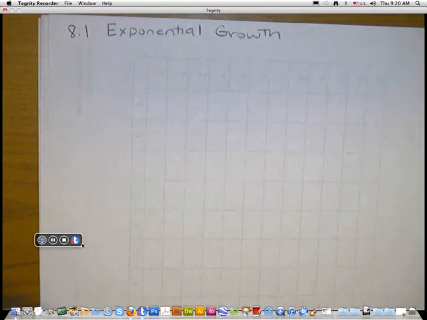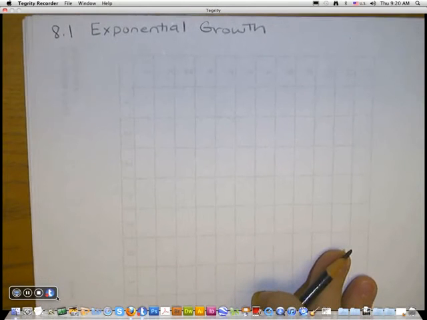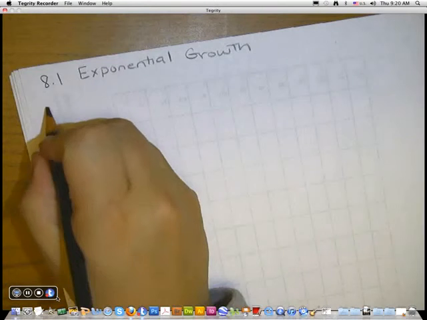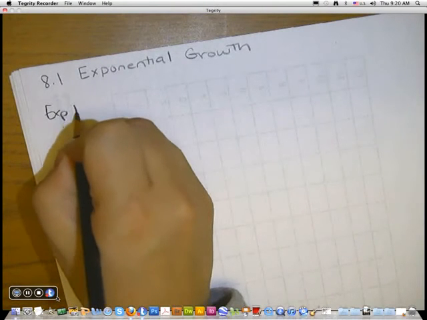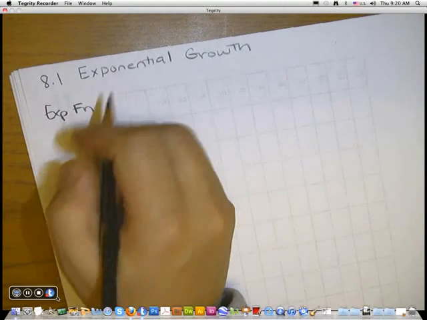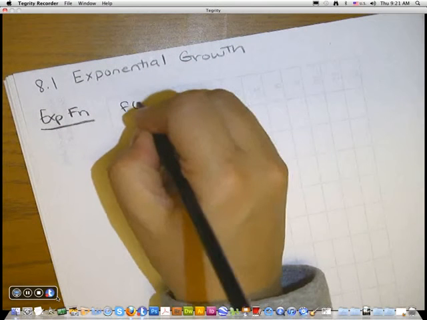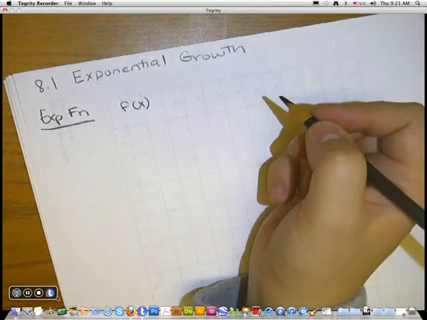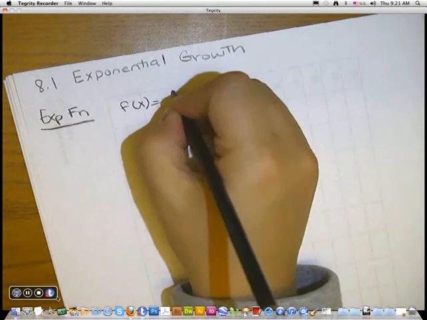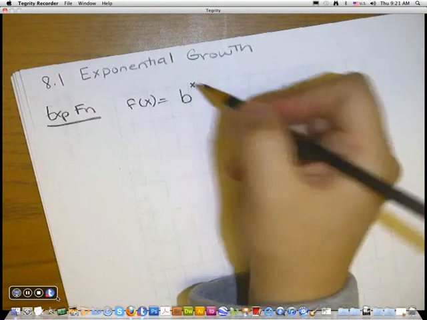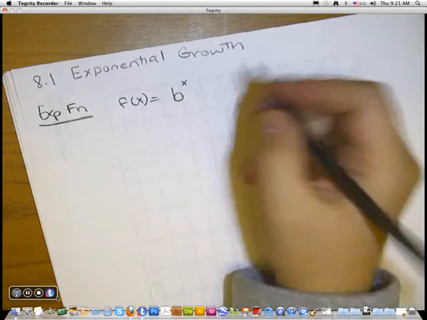8.1 exponential growth. First thing we need to do is go through some definitions. First of all, an exponential function, and I want to abbreviate function as fn. An exponential function, so it's in function notation, f of x equals b to the x. Exponential means that there's going to be an exponent in the function.